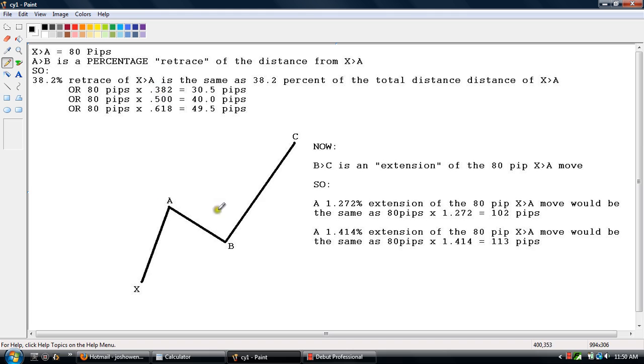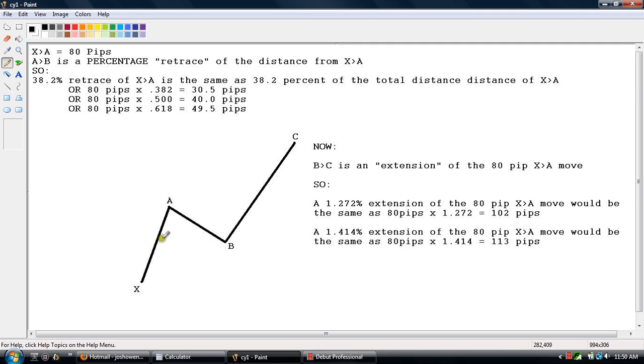Okay, your 38.2 is actually just 38% of this total distance. And that's how you know you have your fib tool drawn properly. If it's a bullish setup, when price starts retracing, it's going to hit the 38.2 first. It's going to hit the 50 second, and it's going to hit the 618 third. So the 618 is going to be a deeper retrace than the 38.2.